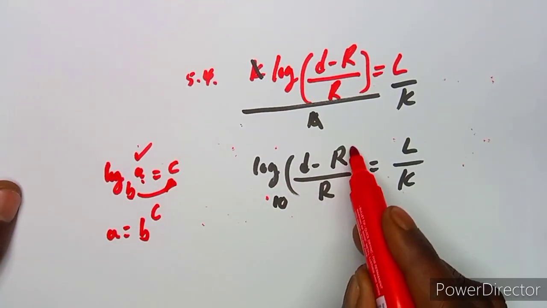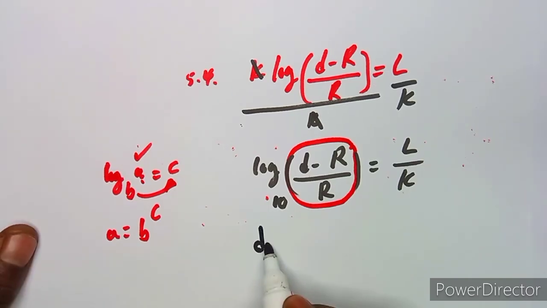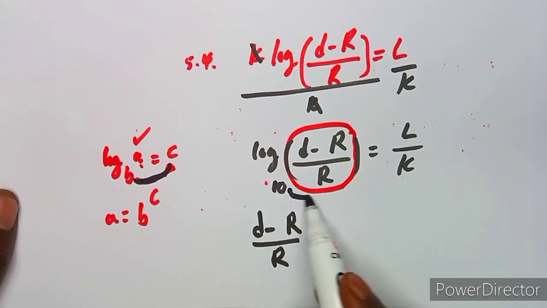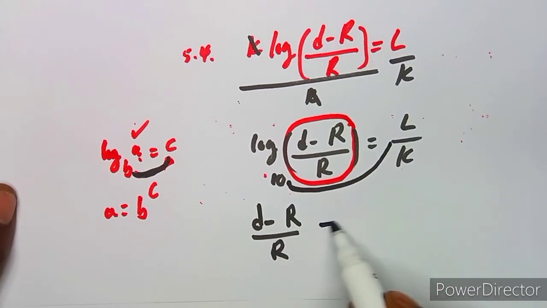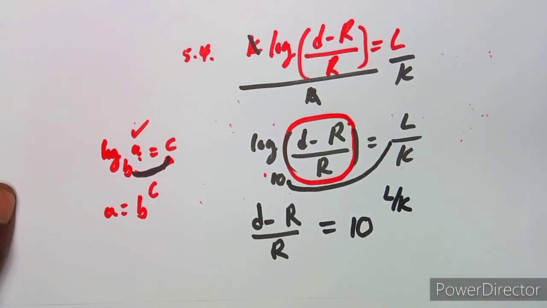So the a in this case is this part here, that is the one that is representing your a. So what I mean is that d minus r over r from this law is going to be b to the exponent of c, which is b, your base, to the exponent of the answer there. So it's 10 to the exponent of L over K, like that. All right.